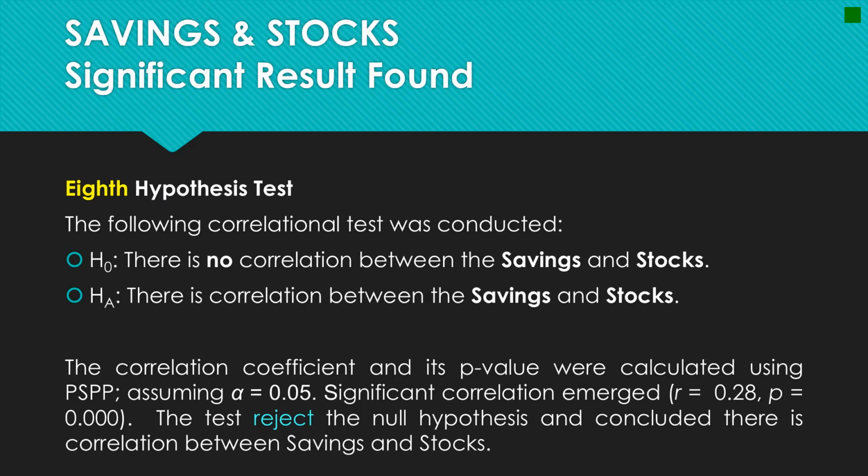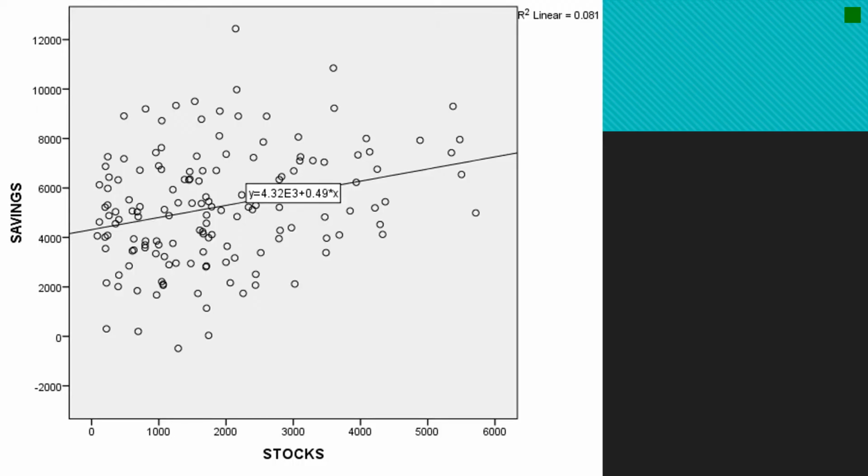The null hypothesis says there is no correlation between savings and stocks. When we reject the null hypothesis, we can say that there is a correlation between savings and stocks. Savings has an effect on stocks. In the scatter plot here, we find the line moving upward, not downward, and the bubbles are almost nearby to the line.